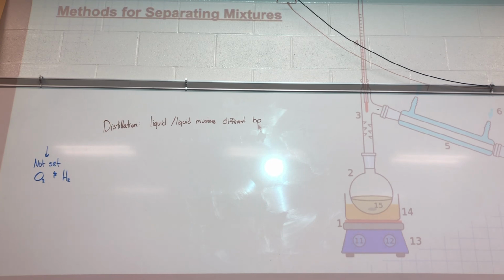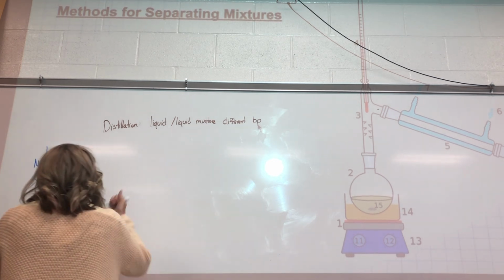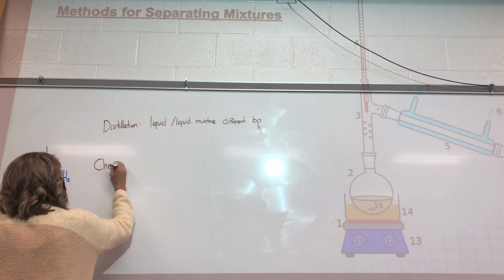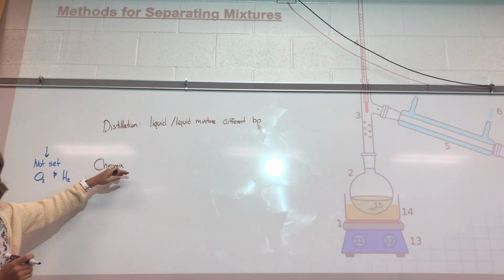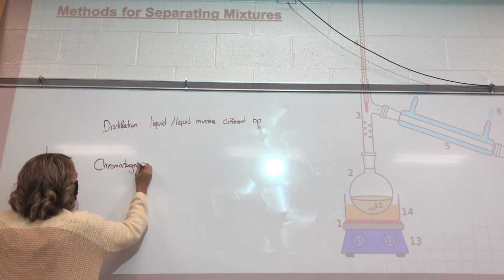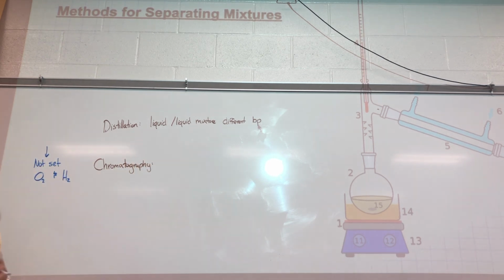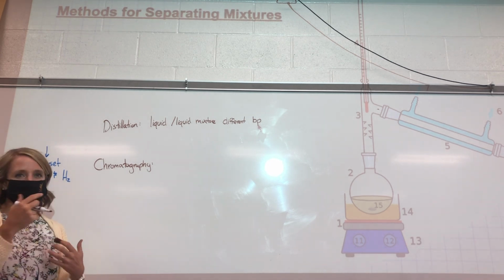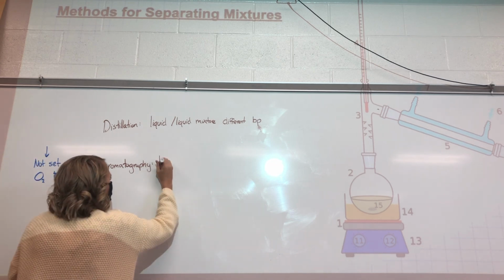Chromatography. And I gave it away because it's in my paper. But chromatography kind of works through the idea of magnets. Kind of, in a molecular size kind of way. So chromatography is our last type of separation technique. By the way, chroma means color. So that's where it gets its name from. Chromatography is used to separate liquid-liquid mixtures that have different colors, typically.